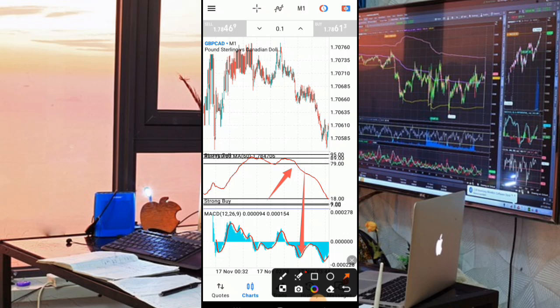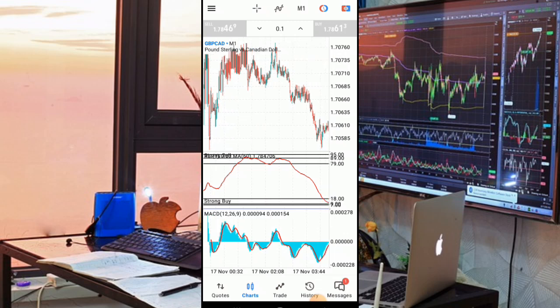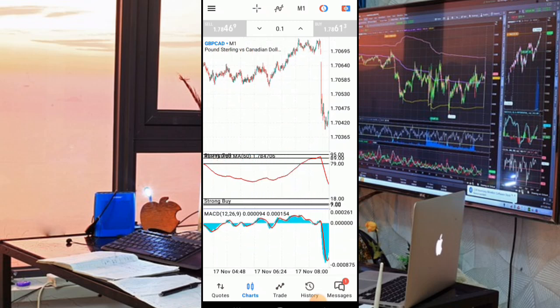First things first, you wait for price to touch the 89 line level or the 9 line level. If price touches here, you wait for price to come below or close below the 79 line level, and then you come down and wait for a pullback on the MACD below the 0 line level, and then you can place your sell entry. That is how simple this thing is, my dear friends.